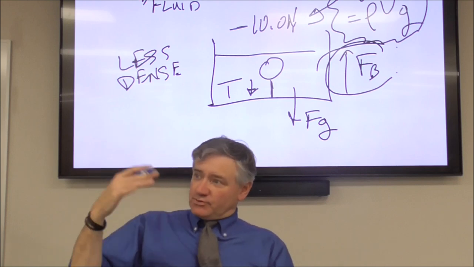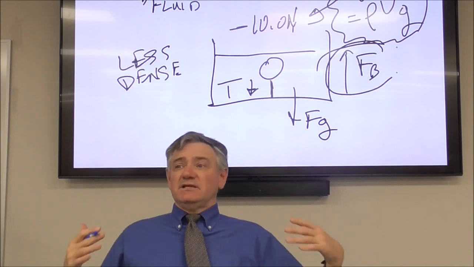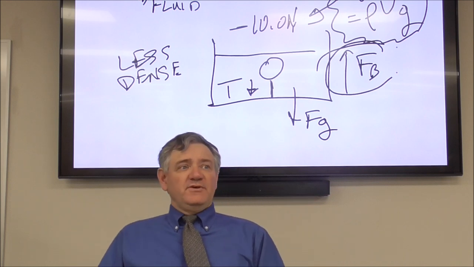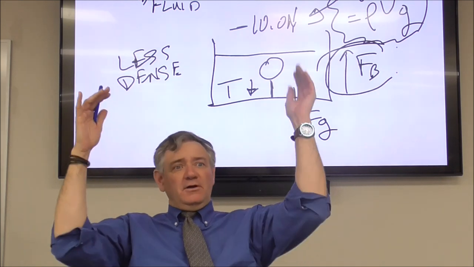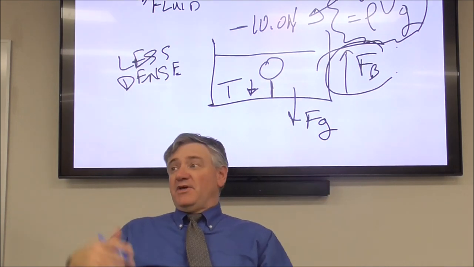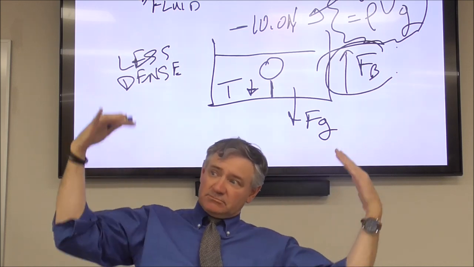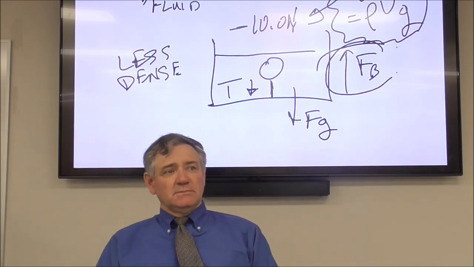Because if they couldn't control it, okay, like let's say, for example, if fish were always less dense than water, what would the fish do? They'd always float on top. Okay? Now, if their density was a lot more than water, they'd always just sink to the bottom.